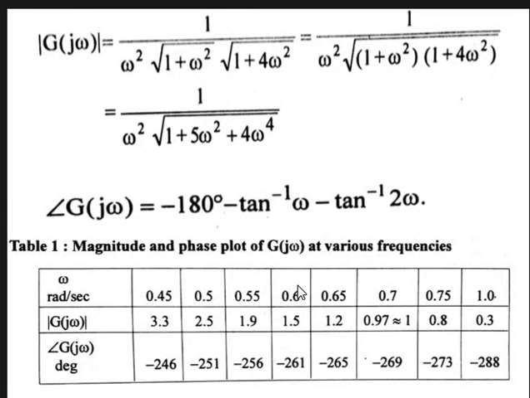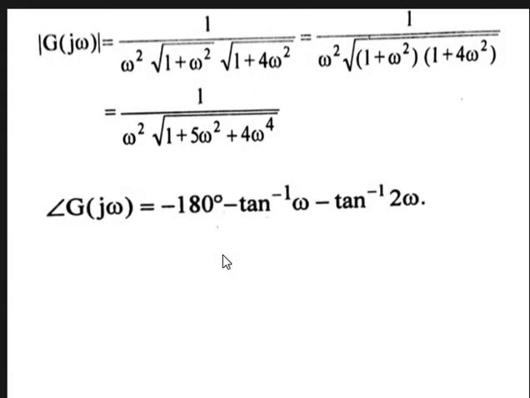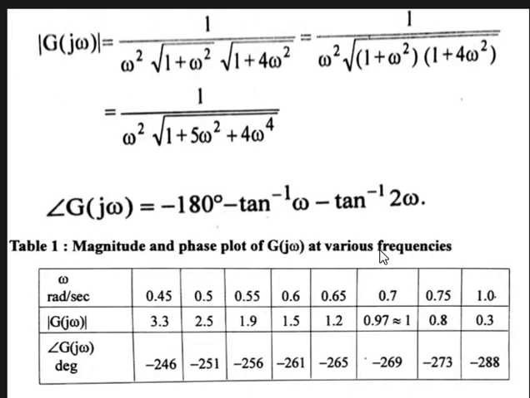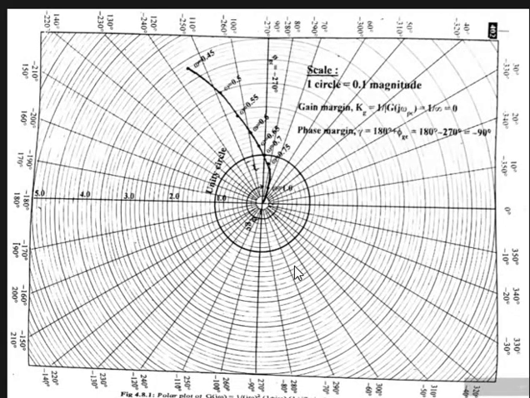But for this type of problem, there is no need to calculate omega equal to 0 or omega equal to 100,000 like that. We can simply calculate the corner frequencies omega c1 and omega c2, and then based on these corner frequencies we can select the frequencies. These two corner frequencies are included in this table. So these are the magnitude and phase angles. The corresponding polar plot is like this.